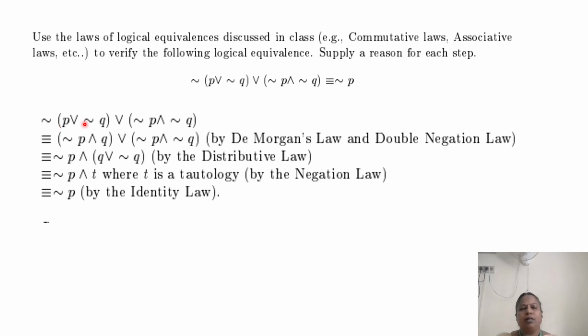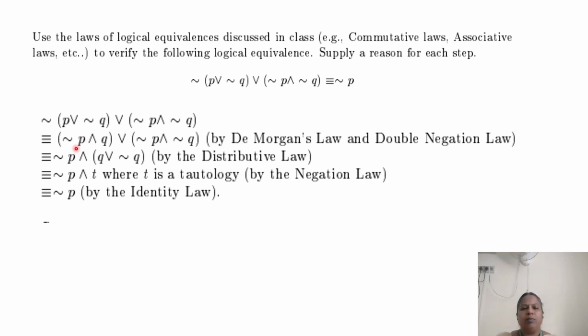Applying De Morgan's law for the first statement, negation P, OR becomes AND. Negation of negation Q becomes Q using the double negation law. And we keep the second term as it is, negation P and negation Q. Next we take negation P and apply the distributive law. See, the common term is negation P here. Here also negation P. Inside the bracket we have AND, outside the bracket we have OR. So it shows that we can use the distributive law here.